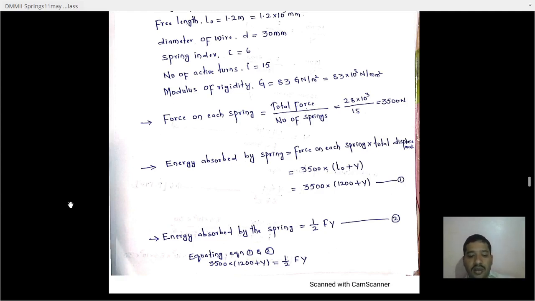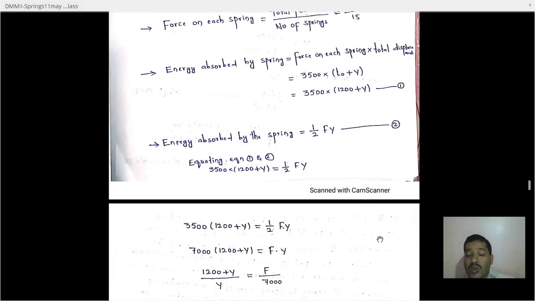After that, how much energy is absorbed by the spring? It is 1/2 force into deflection. We don't know the value of F and we don't know the value of y, so this is considered as equation number 2. After that, we need to equate equation number 1 and equation number 2.